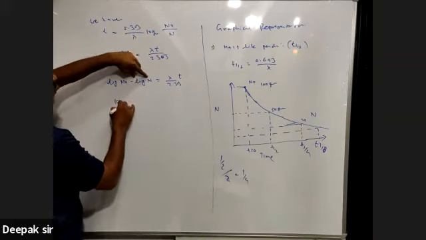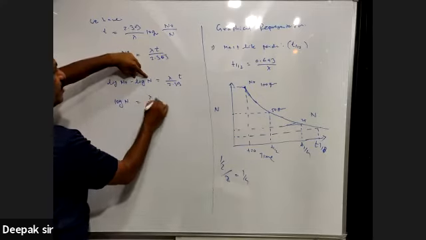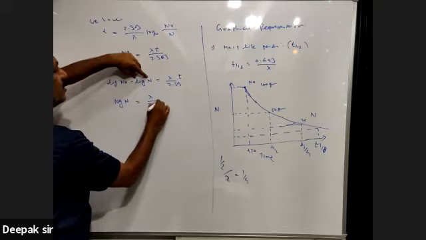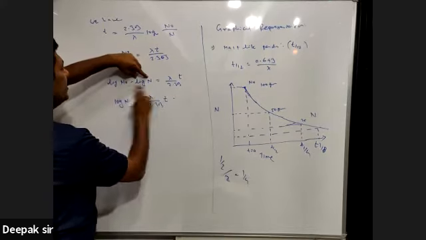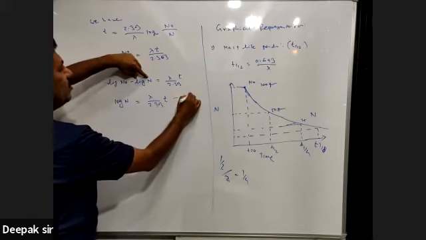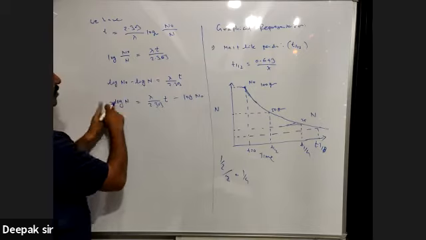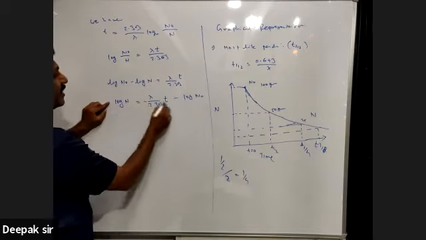ये आएगा. log n is equal to lambda upon 2.303 into t. ये यहाँ पे प्लस है, माइनस हो जाएगा, माइनस log n0. अभी देखिए यहाँ पे ऑलरेडी इसका माइनस, ये माइनस इधर शिफ्ट करता हूँ तो ये बनेगा माइनस, ये बनेगा प्लस.